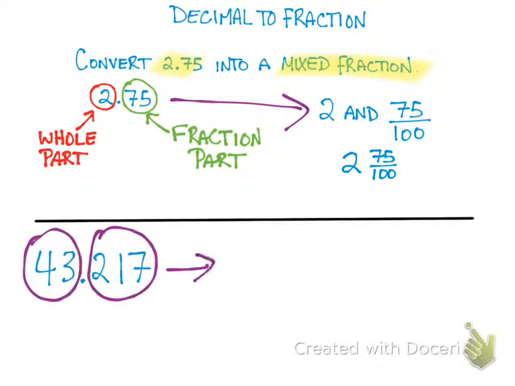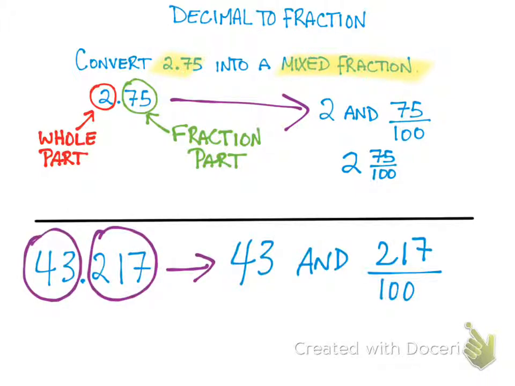Let's try another example. 43 is the whole number. 217 is the fraction part. So this is really 43 and 217 thousandths. This time it's over 1,000 because the 7 in 217 is in the thousandths position. So we write that down as a mixed fraction like this. 43 and 217 thousandths.